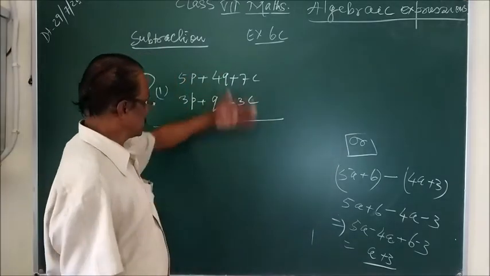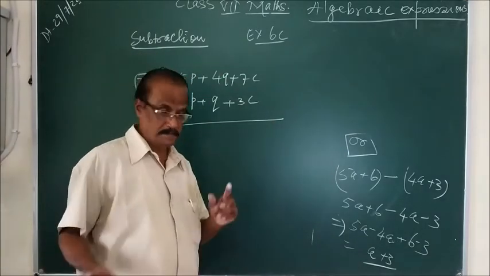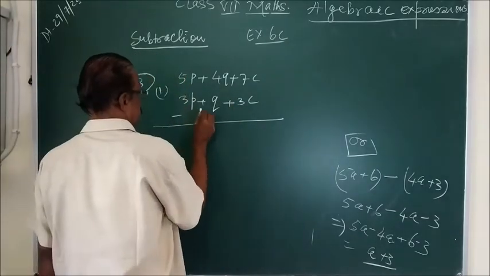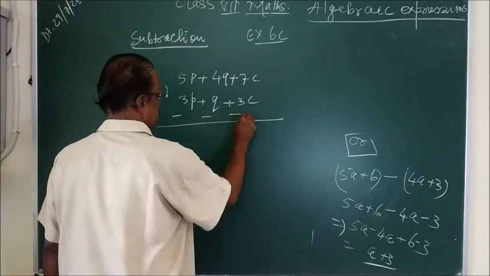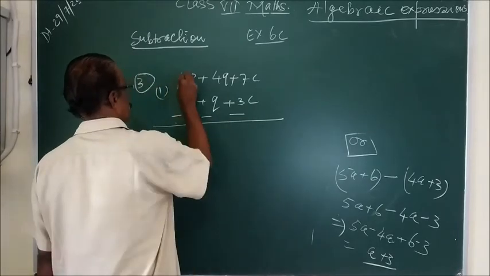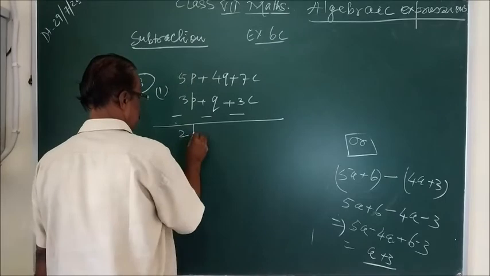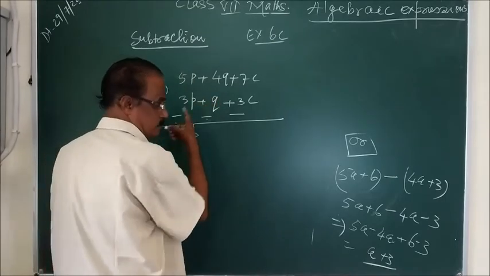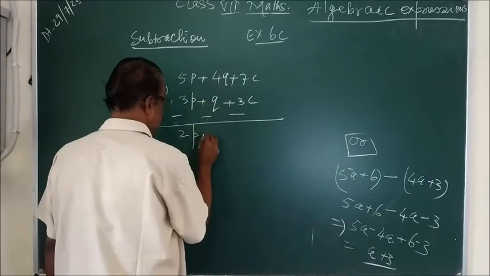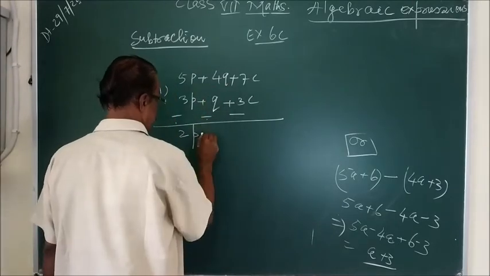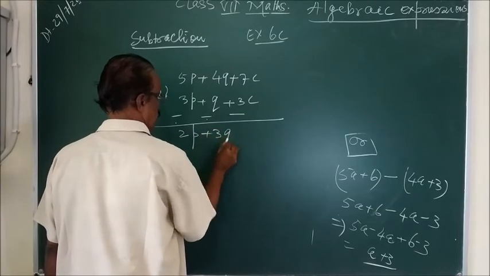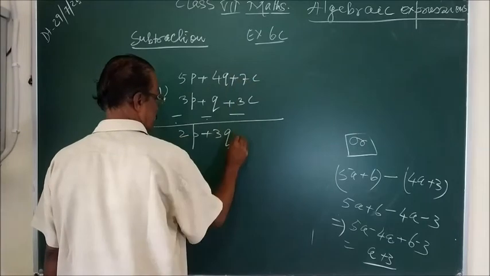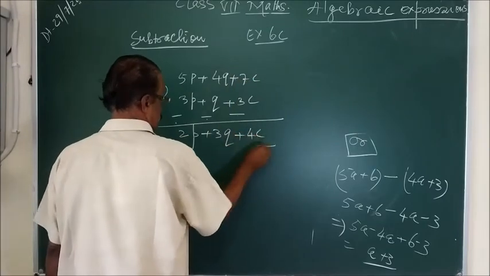You write it like that, already written in the question. So you change the sign: positive, negative, positive, negative, positive, negative. Now these two, 5 minus 3, 2p, plus minus minus, 4 minus 1. It is understood 1. 4 minus 1, 3. Greater is positive, so here will be 3q. Plus minus minus, 7 minus 3, 4, greater is positive. So this is the solution.